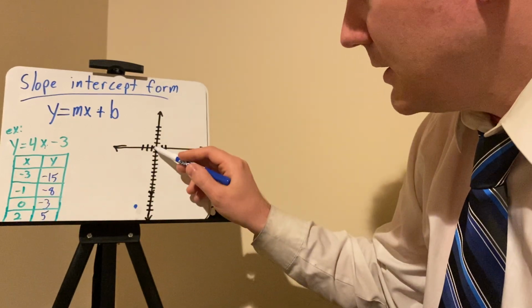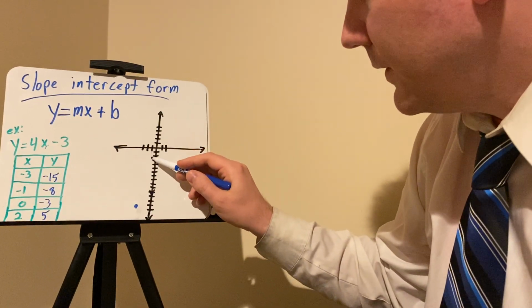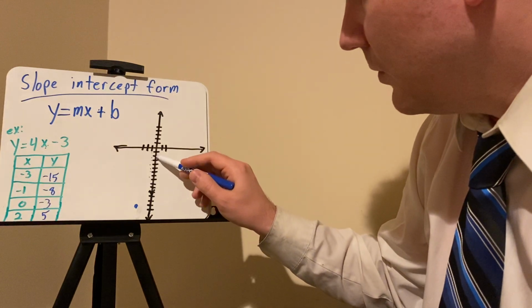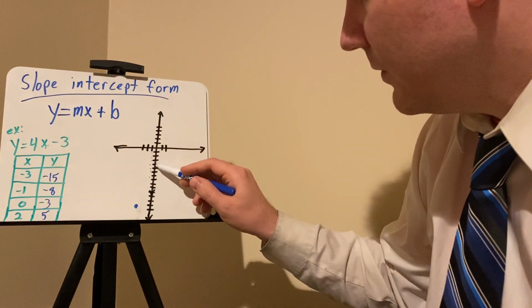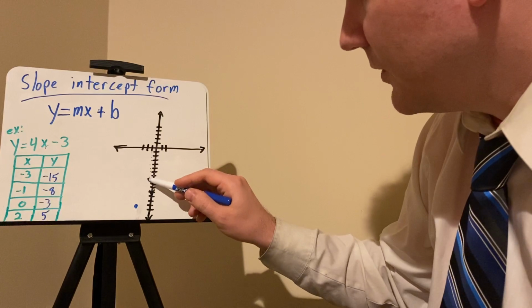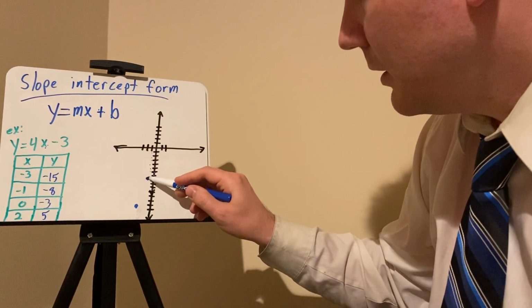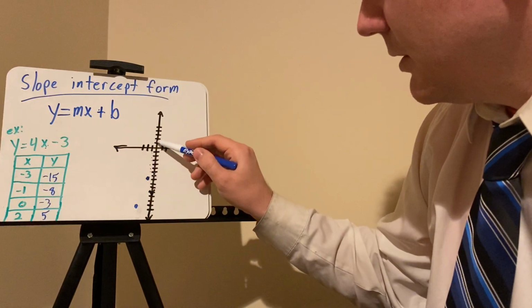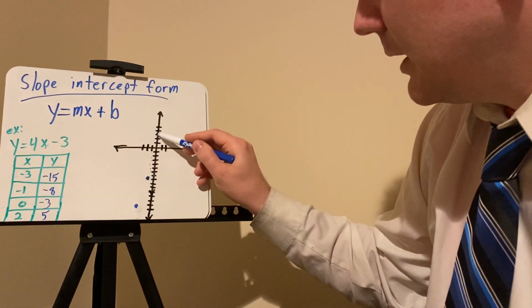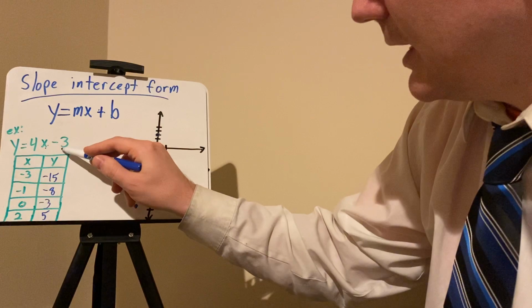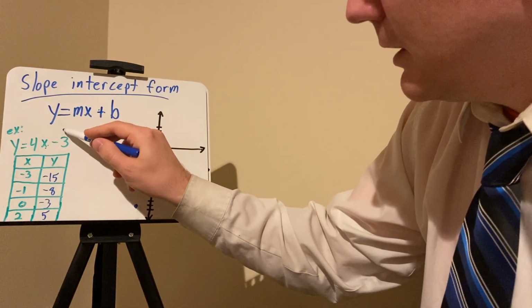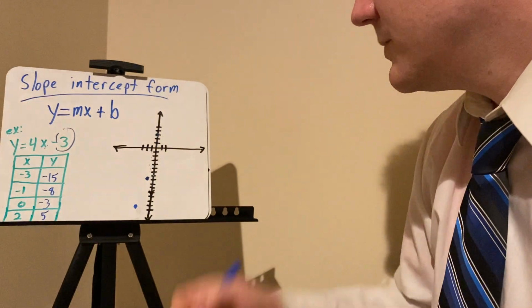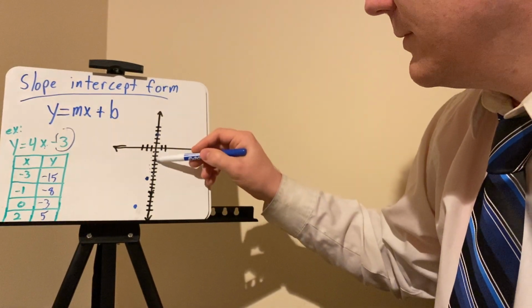Negative 1, negative 8. So negative 1, then 1, 2, 3, 4, 5, 6, 7, 8. So it'd be right about here. Then 0, negative 3, and again, that's your intercept, which is why this here is going to be the, oops, I went the wrong way. 1, 2, 3, sorry.